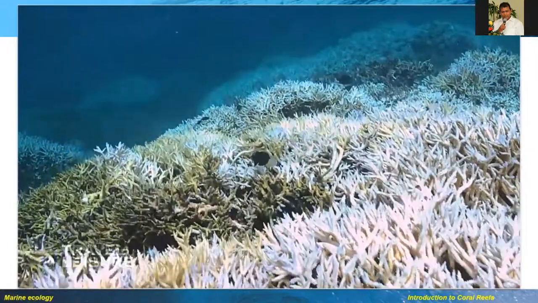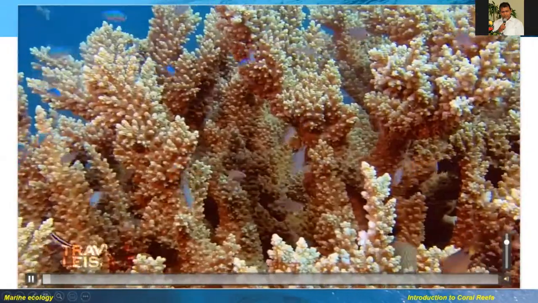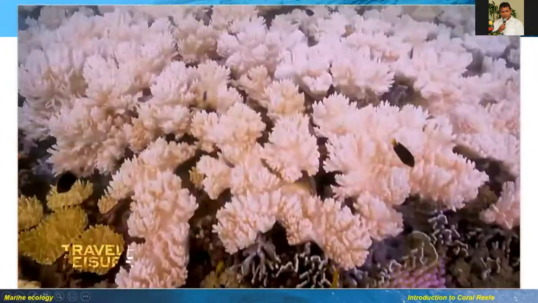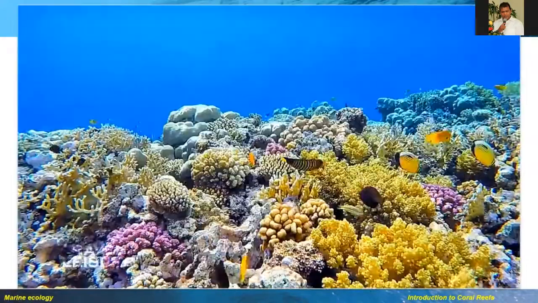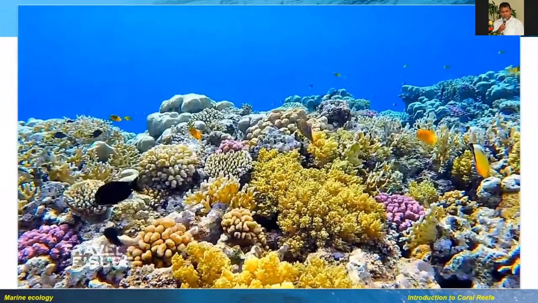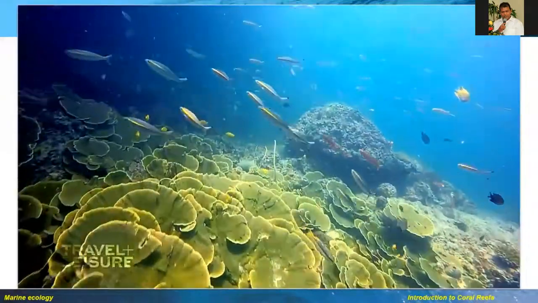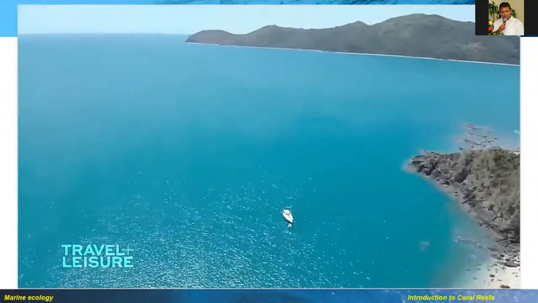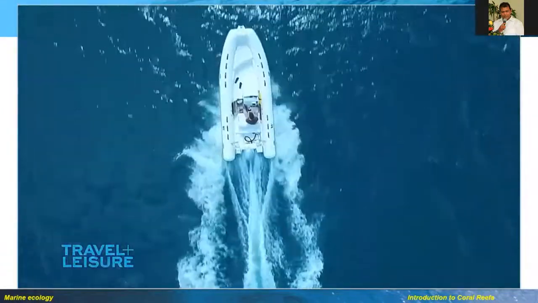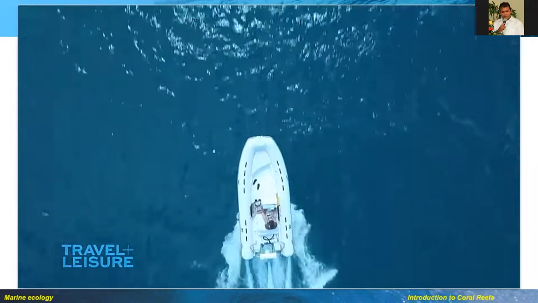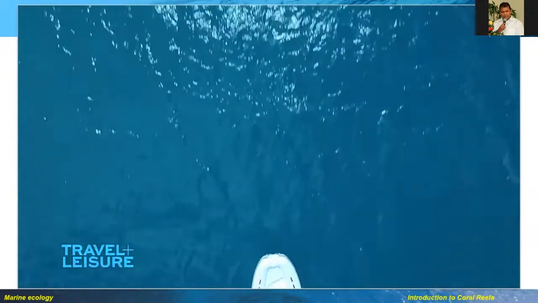People come to the Great Barrier Reef and expect doomsday. It has been publicised that the Great Barrier Reef is dead. I can assure you it's definitely not dead. However, the Great Barrier Reef is under threat. There are so many animals that are relying on us. We need to do something because if we lose all of this, it's going to have a huge impact.